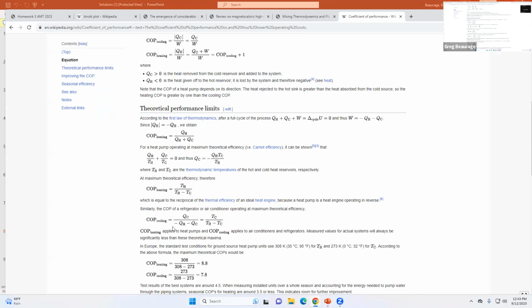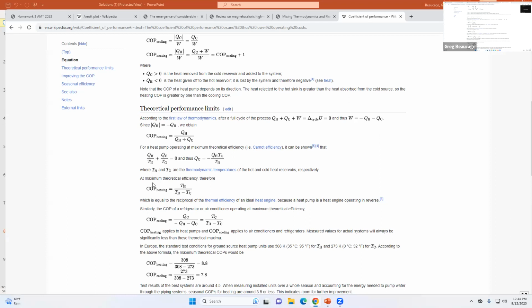This number is going to be bigger than one. Efficiency would be up to one and then below, and this is going to be bigger than one. It tells you how much oomph you're going to get for the work you put in. This would be the best you could possibly do: the cold temperature over the difference in temperatures that you're trying to get. So the bigger the difference you try to get, the smaller the coefficient of performance. And these all have to be in Kelvin. You can't use centigrade here.